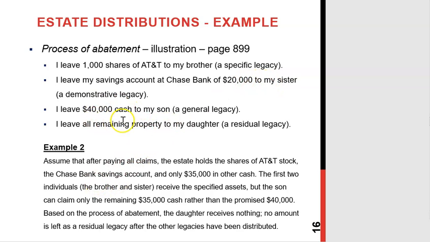But this time if you look at the general legacy, which has priority before the residual legacy, the son will receive $35,000 cash and the daughter will receive nothing, because first we have to make the general legacy, and if anything is remaining, that should go to the daughter. Here the daughter is suffering most. The residual legacy got nothing, and even the son, who was mentioned to be given 40,000 cash, will be given $35,000 cash since there are not enough assets to fulfill these legacies.